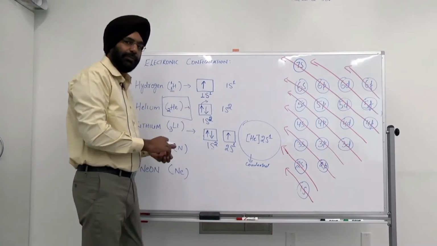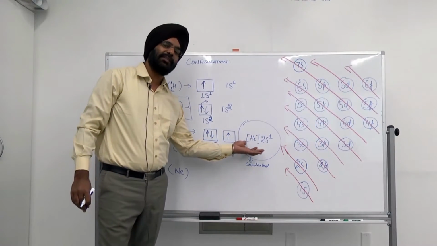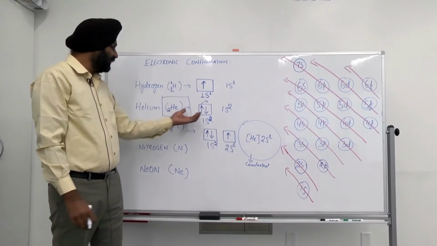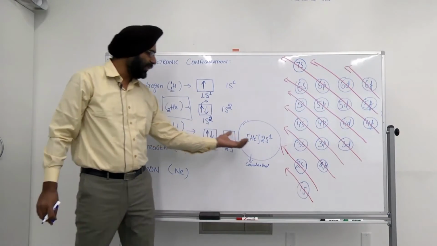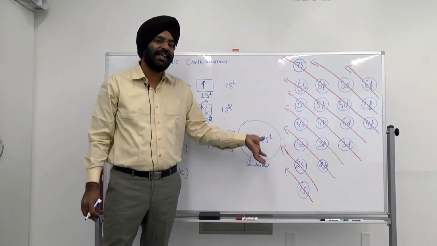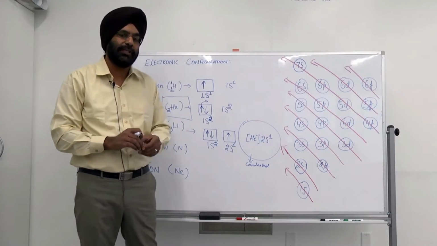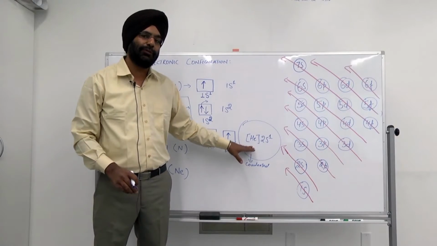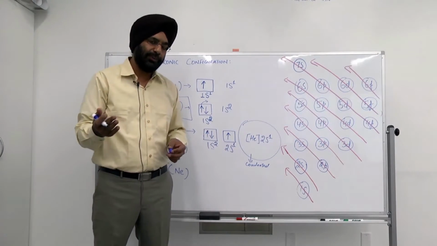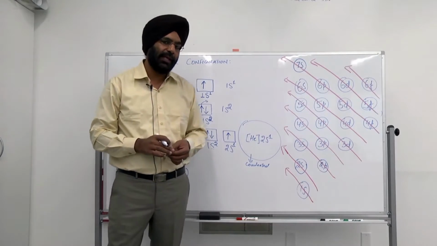I have taken helium as the standard, as the reference. Helium has a completely filled 1s subshell, so that's 1s2, and then 2s1. So this is a condensed form of writing electronic configuration. This is particularly useful when you are writing the electronic configuration of heavy atoms. We'll take those examples in the class.